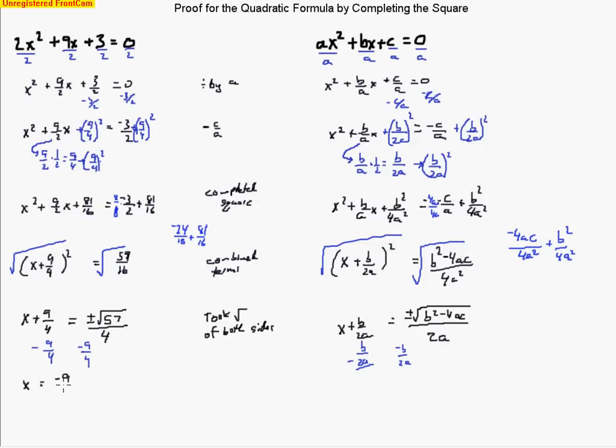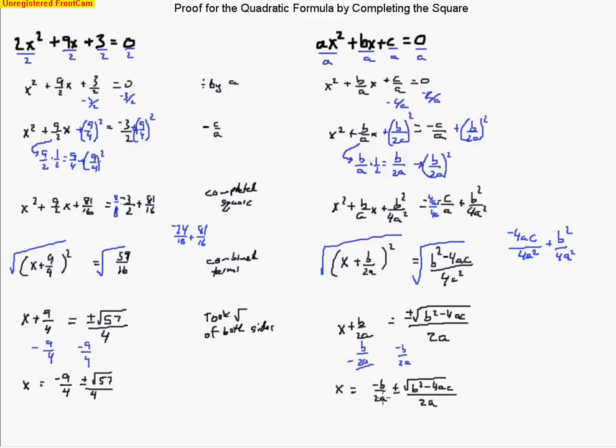So I'm going to write now negative 9/4, because that's what it is, a minus 9/4, plus or minus the square root of 57 all over 4. Notice the denominators are already the same. That should be the case on your problems when you're using this completing the square method to solve a problem like this. So x equals, and then I've got this negative b over 2a plus or minus the square root of b squared minus 4ac all over 2a.